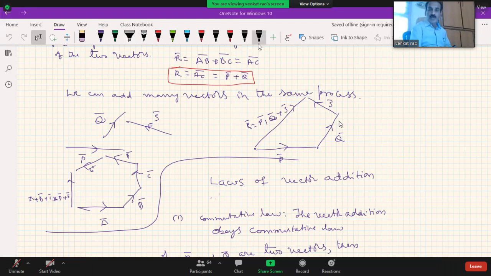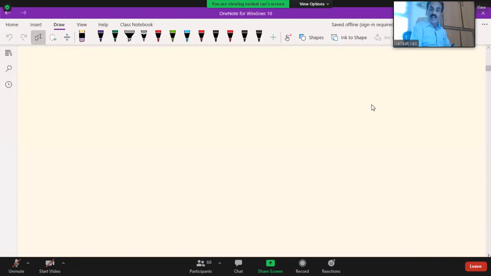So the syllabus is up to resolution of vectors without triangle law, parallelogram law. Parallelogram law is not in the syllabus.